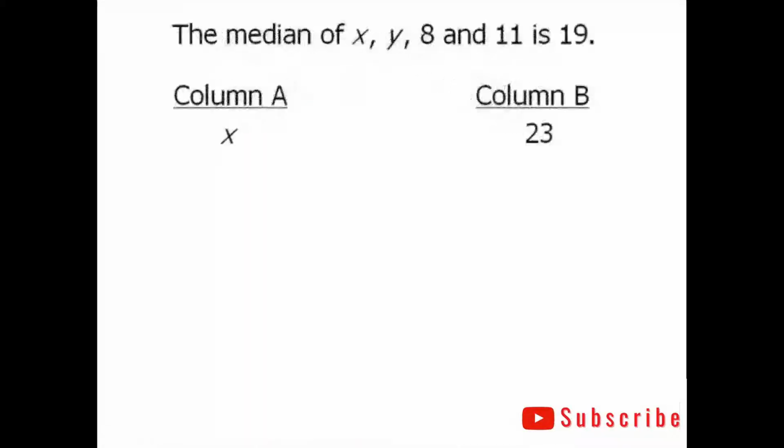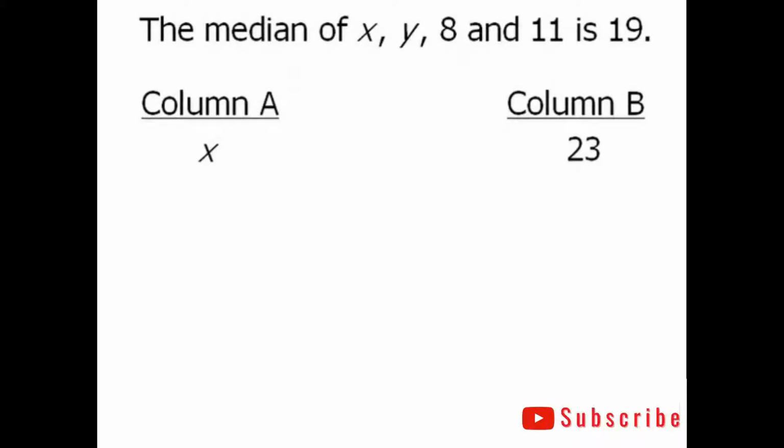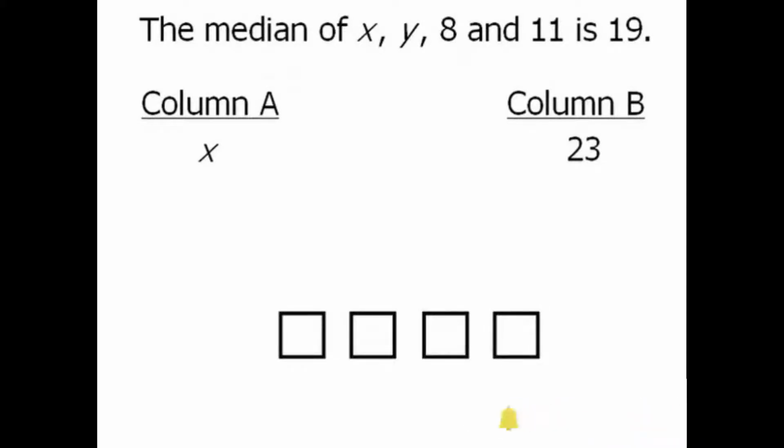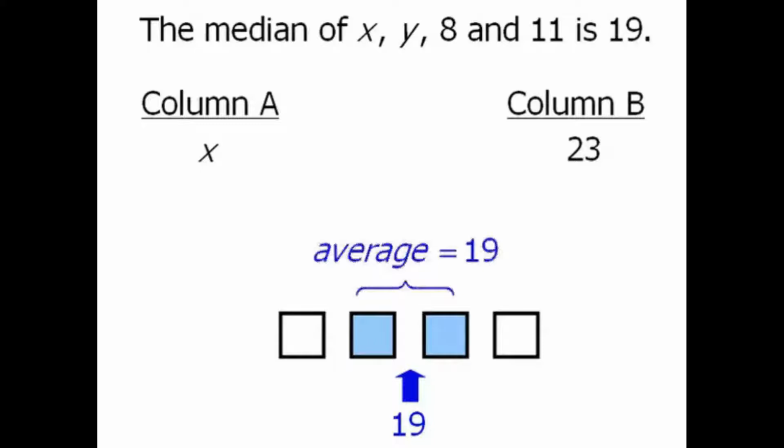To solve this question, I'm going to take our 4 numbers and arrange them in ascending order. Now we're told that the median of these 4 numbers is 19. So from this we can conclude 2 things. First of all, we know that the average of our 2 middle numbers will be 19. And we also know that 2 of our 4 numbers will be greater than 19, and 2 of our numbers will be less than 19.